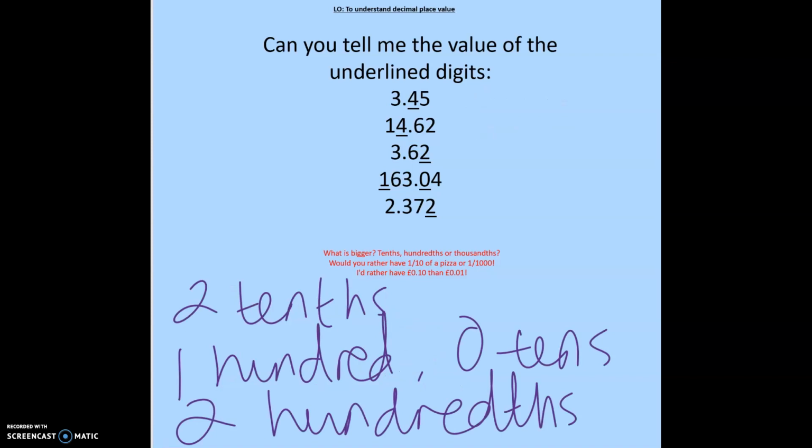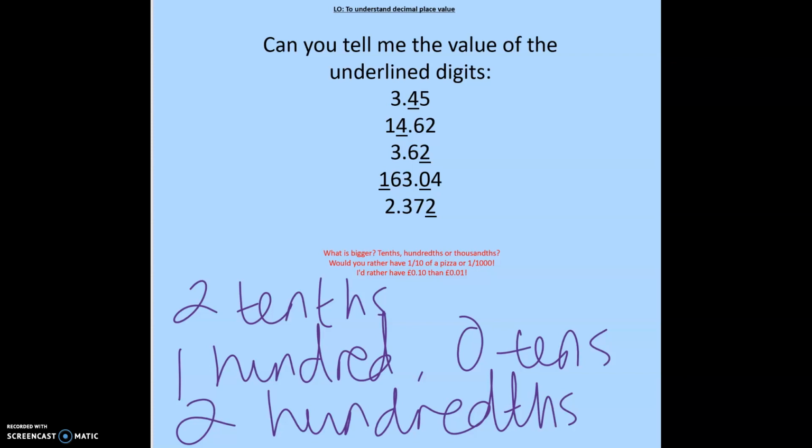Okay, so hopefully you had time to have a look at that. For 3.62, the 2 is underlined, which gives us 2/10. For 163.04, the 1 and the 0 are underlined, which gives us 100 and also gives us 0/10. And finally, for 2.372, we have the 2 underlined, which is worth 2/100.